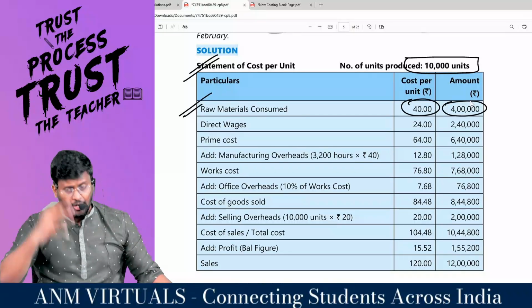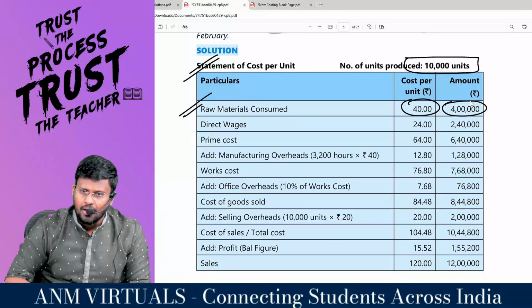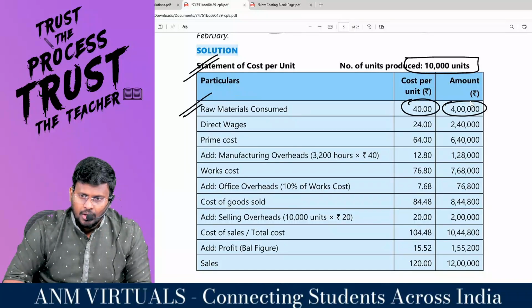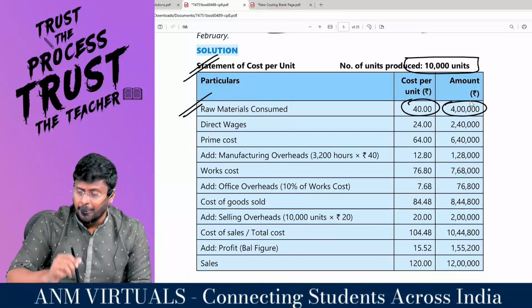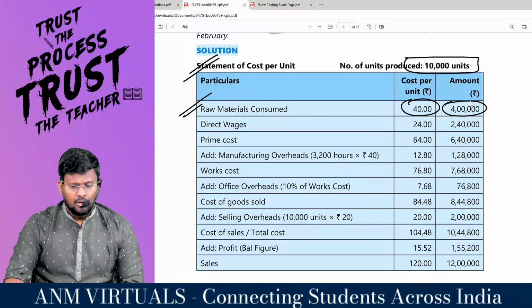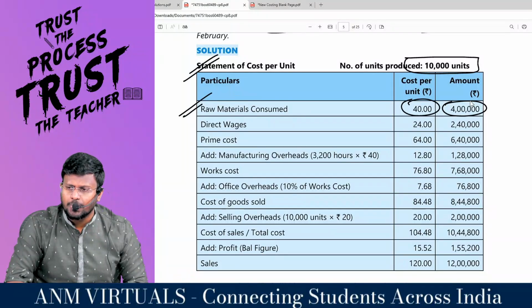I will give you a different perspective which I have never given till now. You are manufacturing pens. How many pens? 10,000 pens. For these 10,000 pens, how much cost did you incur? 4 lakh you have incurred. That means every pen consumed how much material?